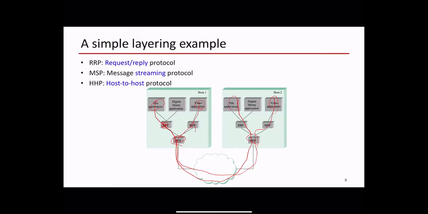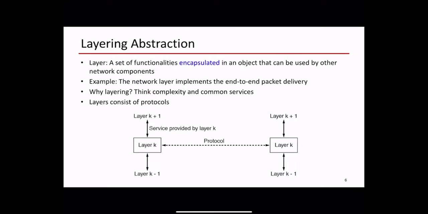Okay, then layering abstraction. Let's talk about layering. Why is layering important? Layering is a set of functionality encapsulated in an object that can be used by other network components. Without layering, what should you do? We don't know what the client looks like, so I would have to implement the full stack. But what if I have a layer? I am a layer 7 application software engineer. I only need to worry about layer 7 at the transmitter and the receiver. But if there is no layering concept, then I have to care about layers 1 to 7, which makes it very hard to be specialized in all areas.